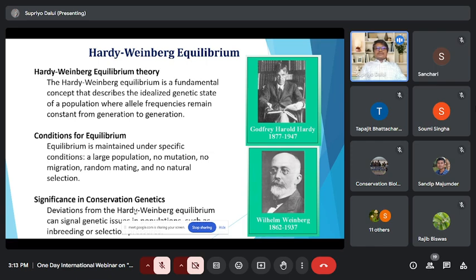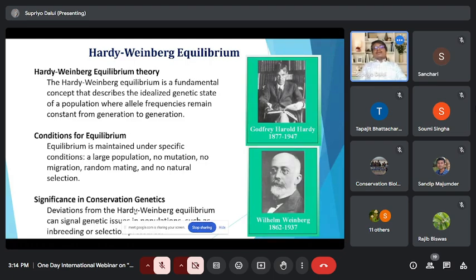So basically, these are two scientists, Dr. Hardy and Dr. Weinberg. They were not biologists or ecologists in their work. Dr. Hardy was an English mathematician, and Dr. Weinberg was a German physician. And both of them proposed this principle for wildlife populations. Their principle says that Hardy-Weinberg equilibrium is a fundamental concept that describes the idealized genetic state of a population where allele frequencies remain constant from generation to generation.